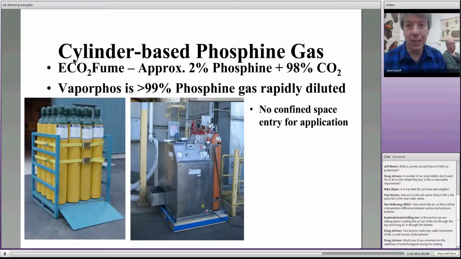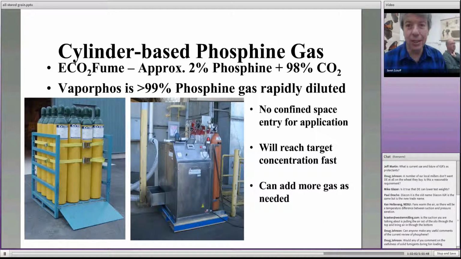It does not require that you go inside a confined space. You apply the material from the outside with tubing and so forth that's going into the grain bin where you want to apply it. It will reach the target concentration pretty fast. I've been involved in experimental fumigations where you can get up to target concentration in a matter of hours, whereas the pills and the pellets are going to take half a day, a whole day, what have you, to reach the level that you want.